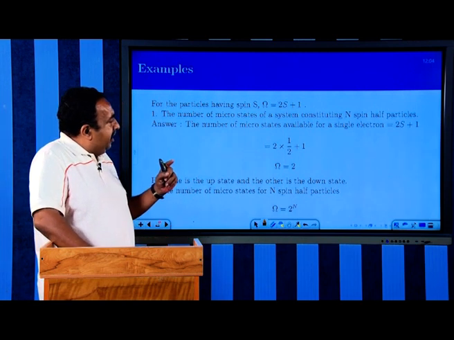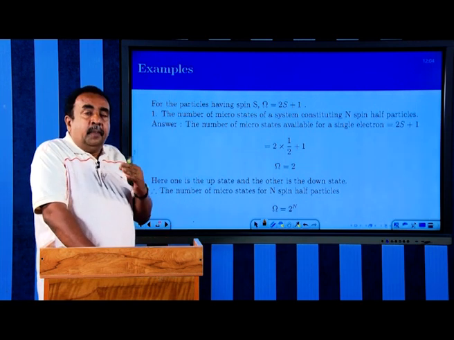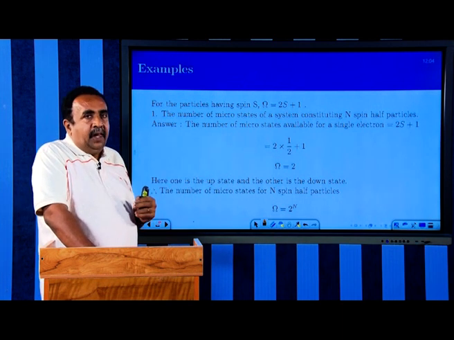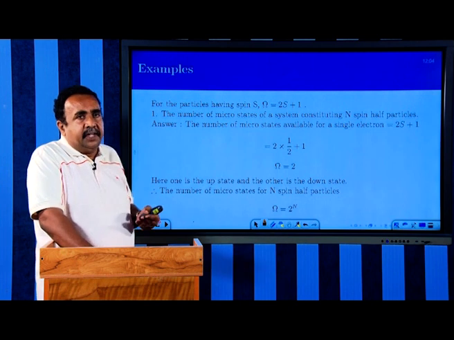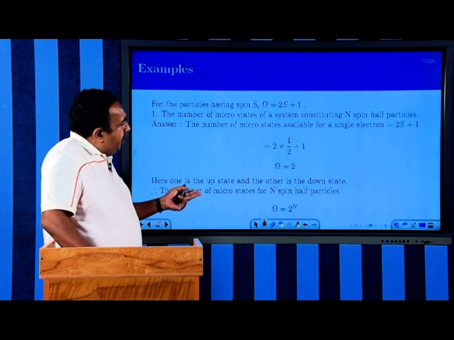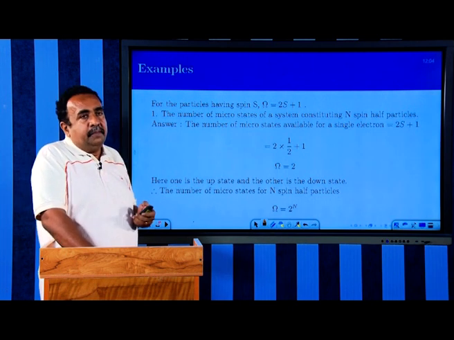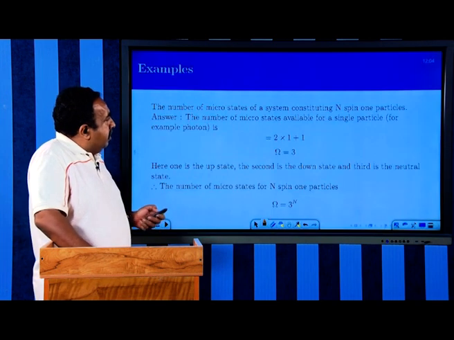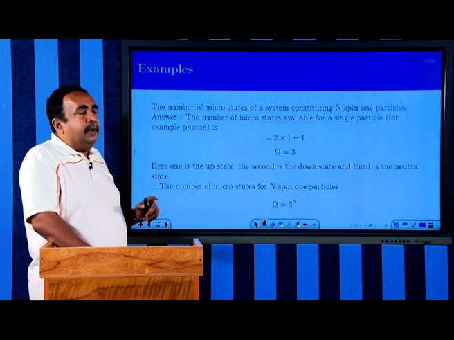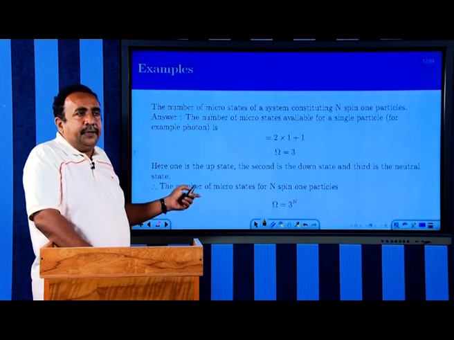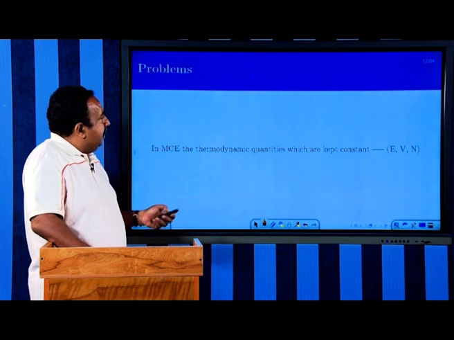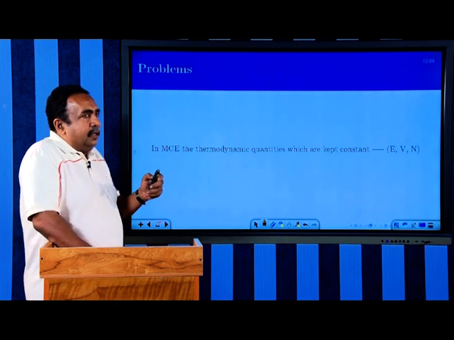Earlier I mentioned that omega will be the product of individual omegas. Therefore, if I have n electrons, my total omega will be equal to 2 raised to n. In the case of photons, my total omega will be equal to 3 raised to n. Therefore, let us do some problems.